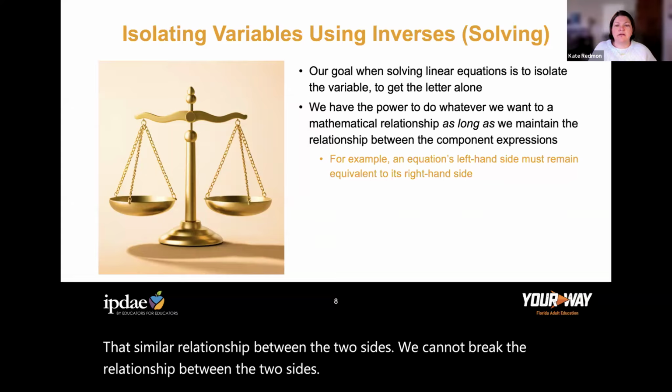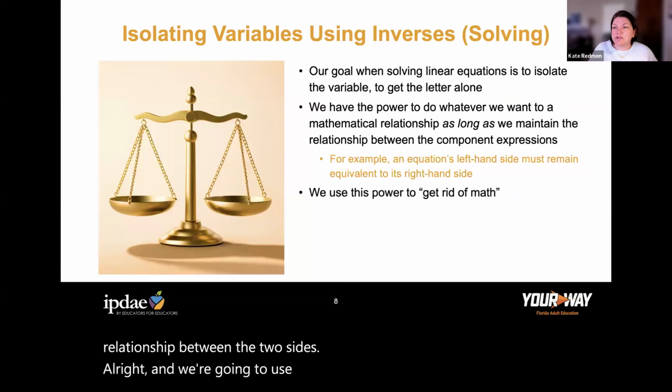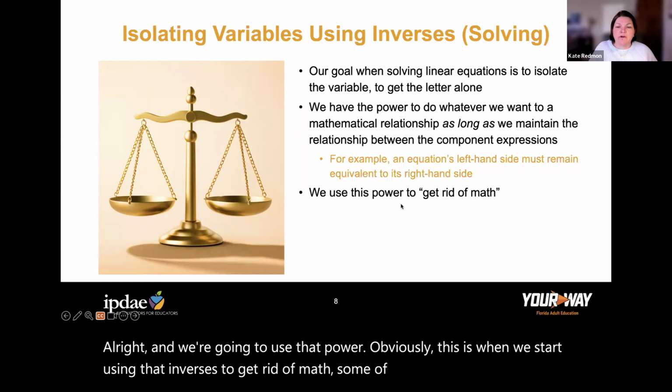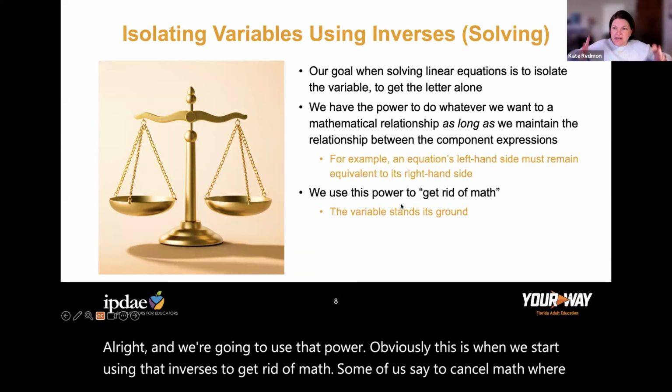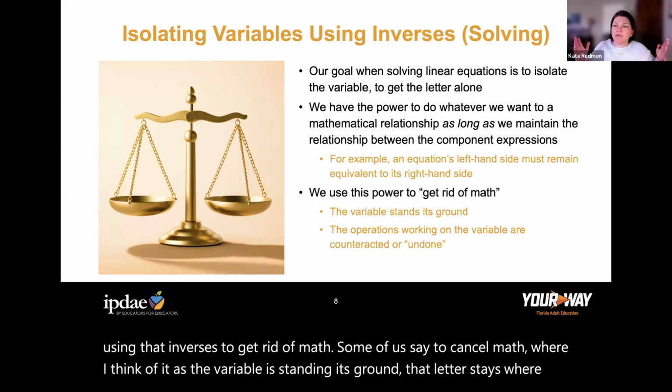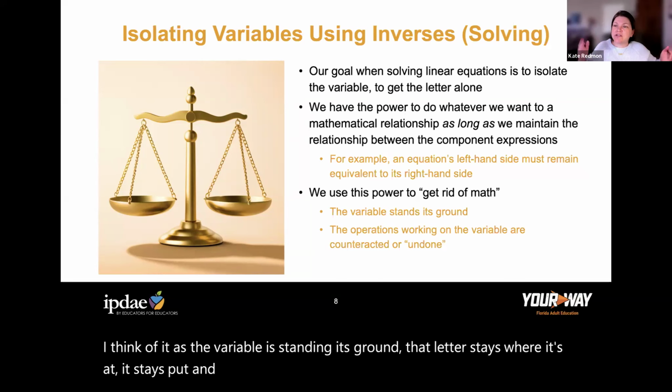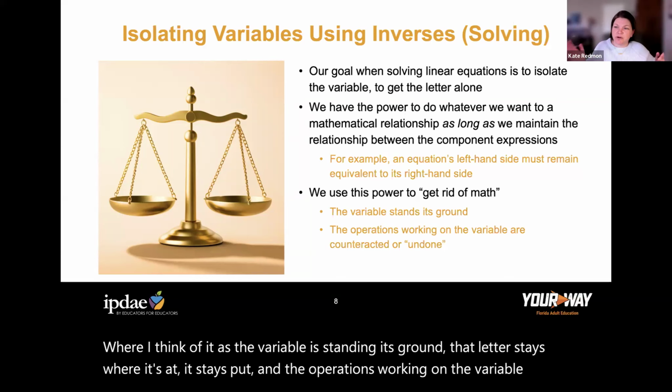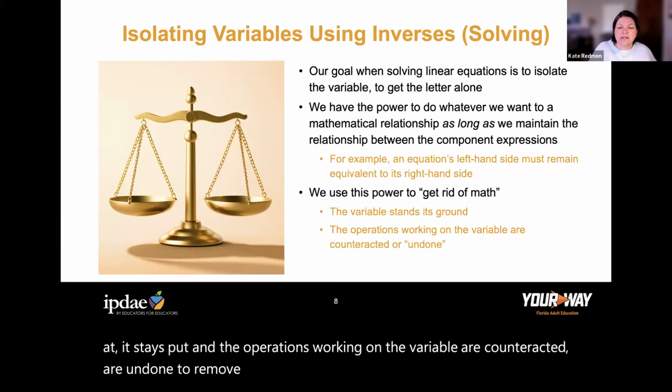All right. And we're going to use that power. Obviously, this is when we start using inverses to get rid of math. Some of us say to cancel math, where I think of it as the variable standing its ground. That letter stays where it's at, it stays put, and the operations working on the variable are counteracted or undone to remove the numbers so that the letter can stand alone.